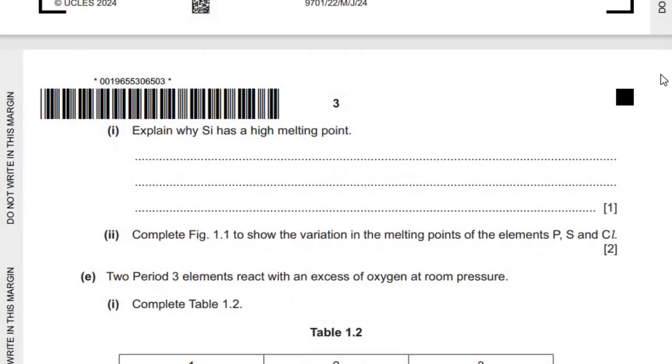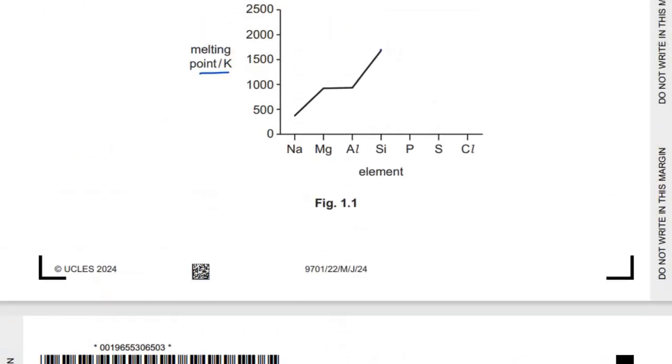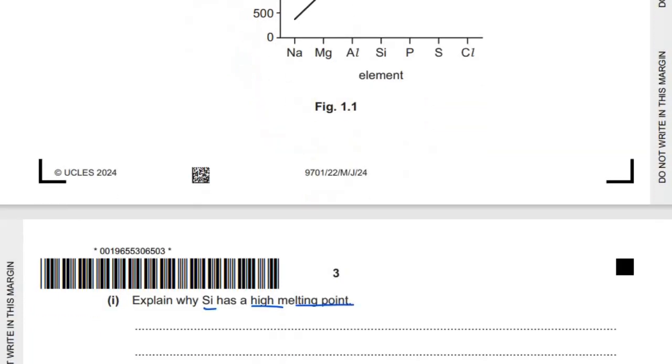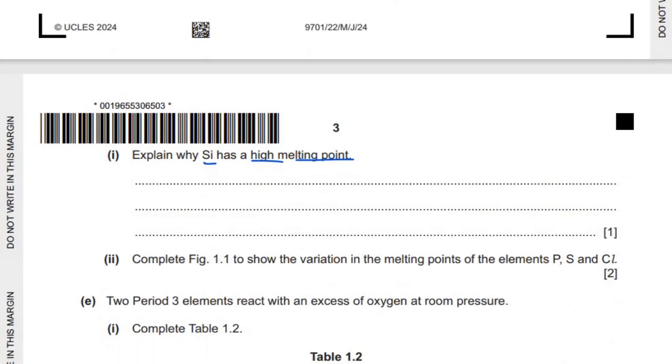It says, explain why silicon has a high melting point. Now compared to the other elements, silicon has a very high melting point, which is crossing 1500 Kelvin. If we talk about why silicon has a high melting point, when we are talking about melting and boiling point, we need to think about the structure and bonding. Now what is the kind of bonding present between the silicon atoms in silicon element? Now silicon has a giant lattice structure, giant covalent structure, I'll specify here.